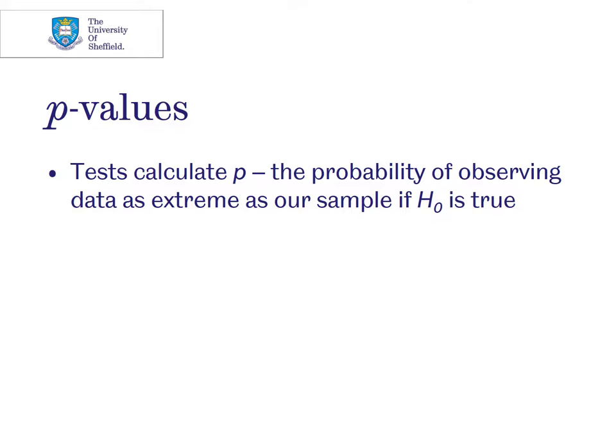Now, when we test the hypothesis, we perform a statistical procedure, which will vary depending on exactly what type of data we have and what the design is. We'll come onto that quite a lot over the coming weeks. But in each case, the test will give us what's called the p-value. Now, the p-value, and this is critical, is the probability of observing data as extreme as our sample if H0, the null hypothesis, is true. So that's saying if there is actually no effect in the population, how likely is it that we would observe the data that we observe, or data even more extreme?